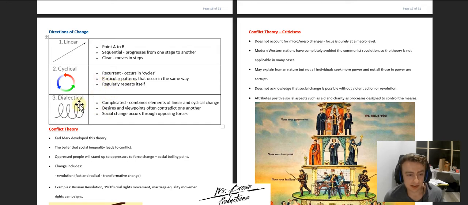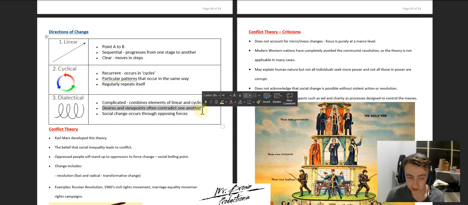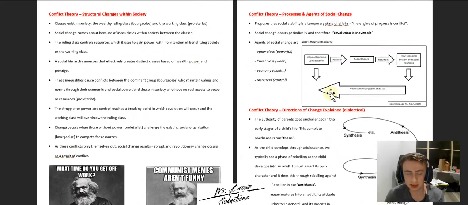And then there's our last change, which is called dialectical change. And the image we've used to represent this is a spiral. Okay, so dialectical change is complicated. It's almost like a mixture of linear and cyclical. It might go in steps in some ways, and then it will cycle back, but then it will change the direction altogether. And so that's kind of why it spins around like that, because it combines elements of both linear and cyclical change. Its desires and viewpoints often contradict one another, and we're going to talk about this a little bit more down here.